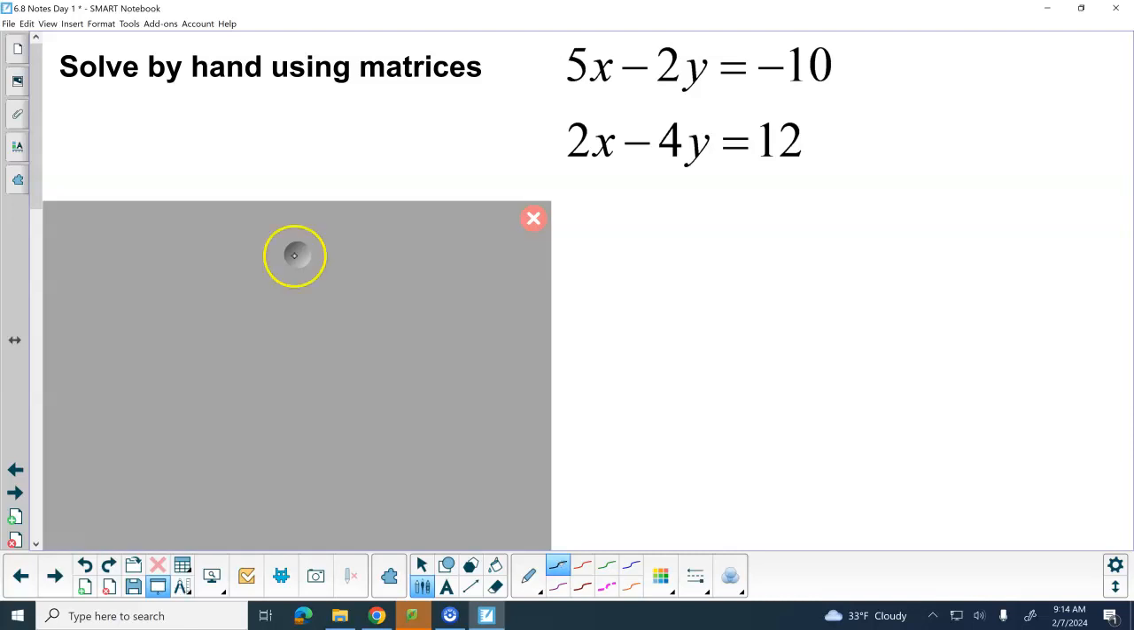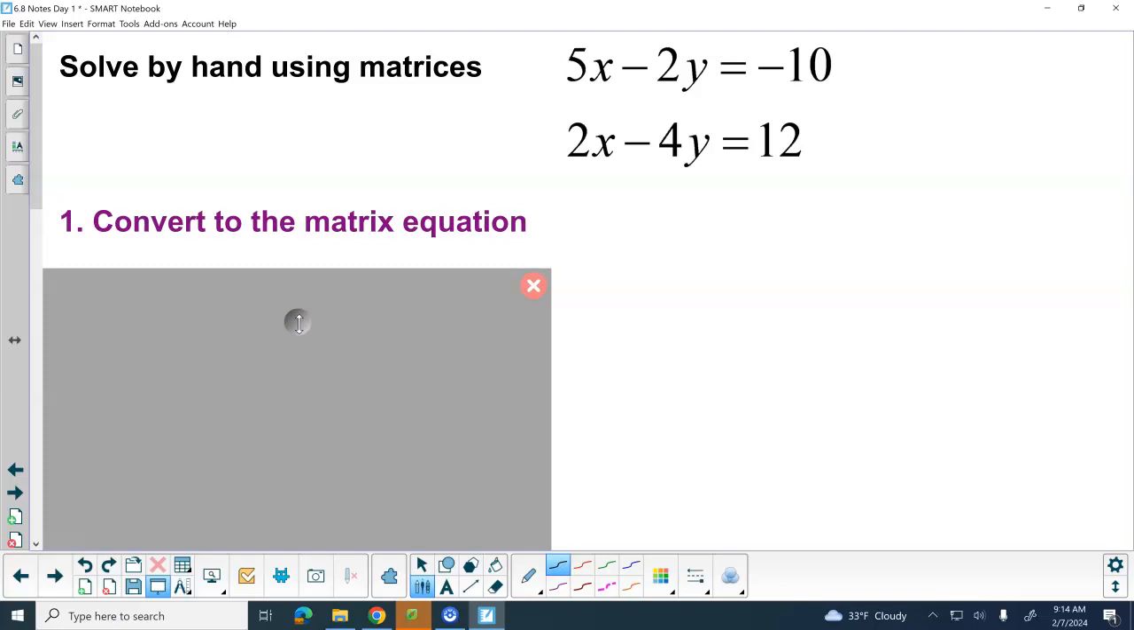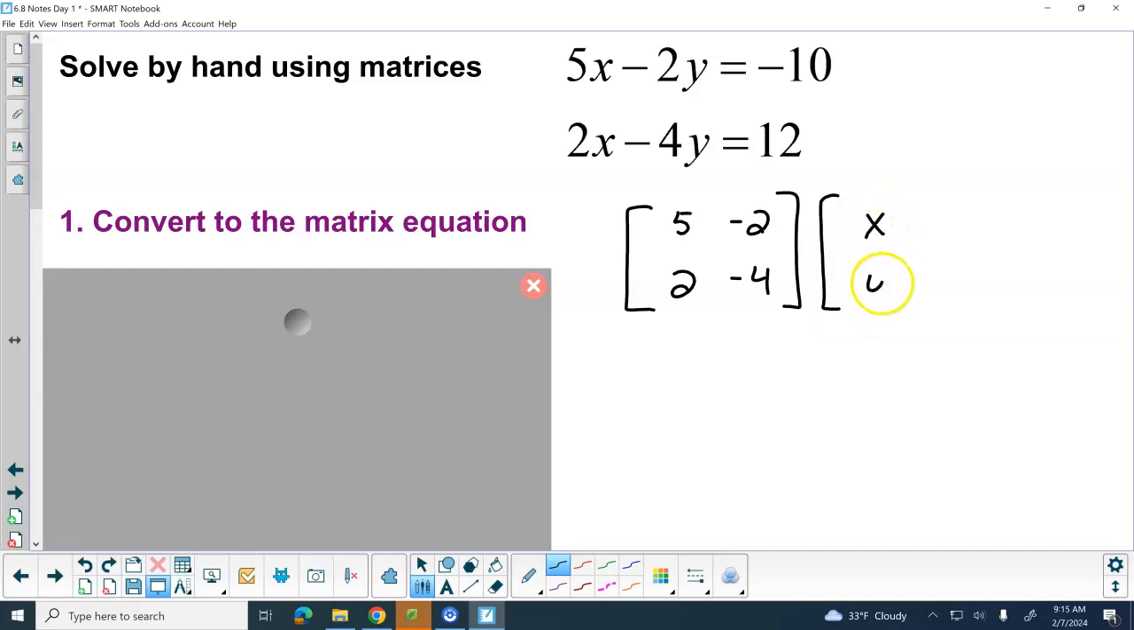Okay? So the first thing that I'm going to do, even before I convert it into a matrix equation, is make sure that I have my system of equations lined up: x, y equals number, in that order. Then we're going to convert this into a matrix equation. This matrix equation is going to be 3 matrices. The first one is going to be 5, negative 2, 2, negative 4. The second one is going to be x and y. And the third one is going to be negative 10 and 12.